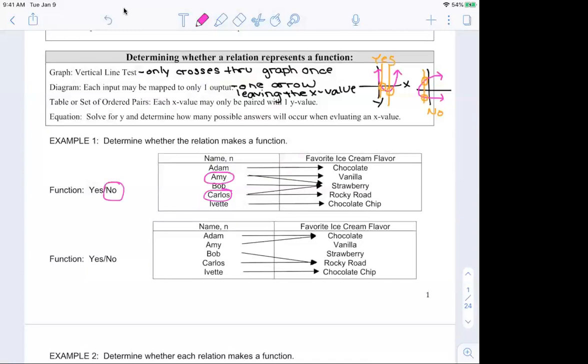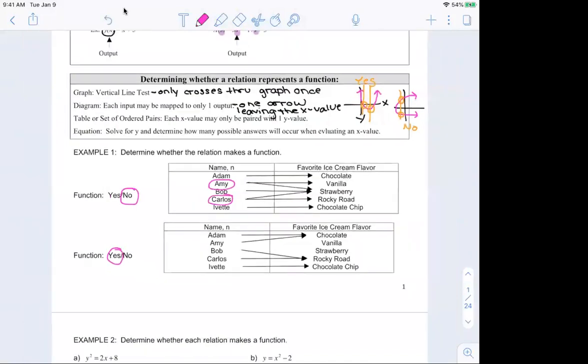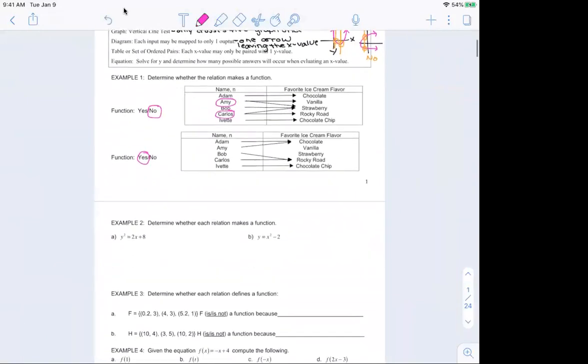So you really want to concentrate on the x values. Notice in the second one, every single x value, all of the names have one arrow leaving it. So yes, it is a function. It does not matter if it doubles up on the y values. What you care about is there's only one arrow leaving the x values to be a function. So that's looking at a table.